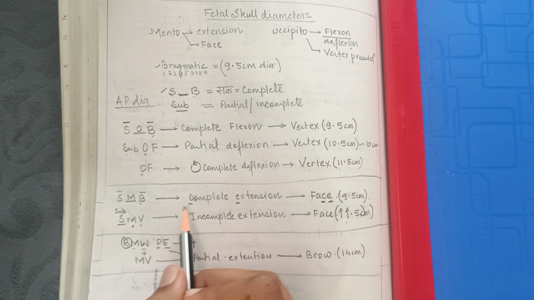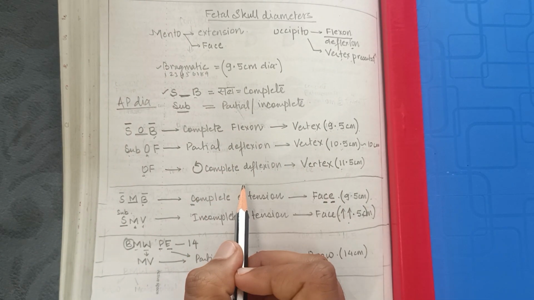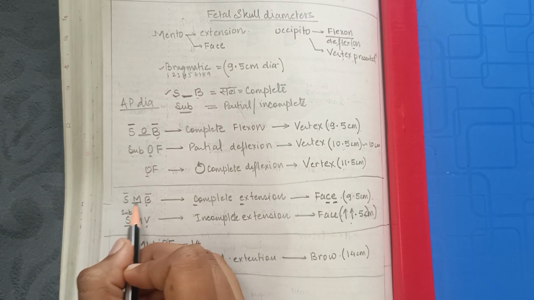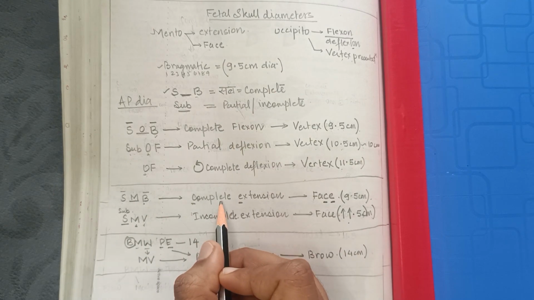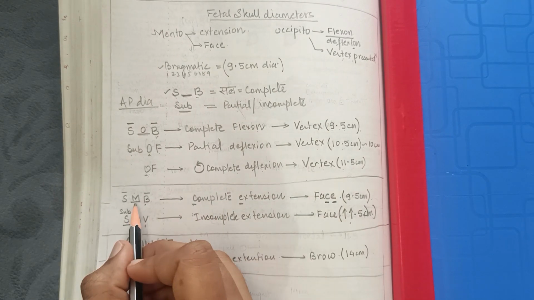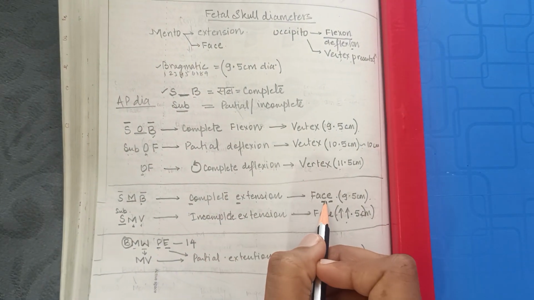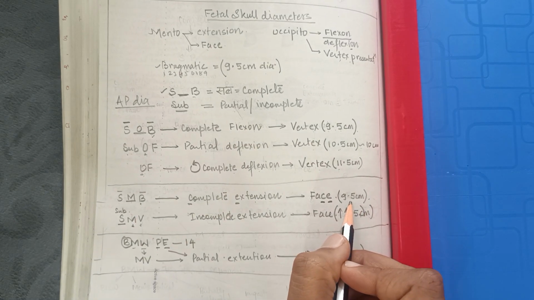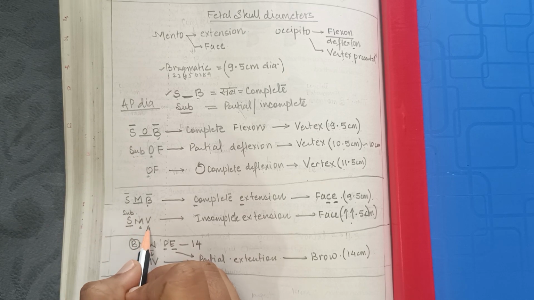Okay, if we come to the extension now, these were done for the flexions. If something comes like S, gap in between, B, that is capital S and B, that means it is complete. All right, it is complete. And M is for mento, which is for extension and face, so it is extension and face. Here bregmatic vertex is coming, so it will be of 9.5 centimeter diameter. Here it is submento vertical.